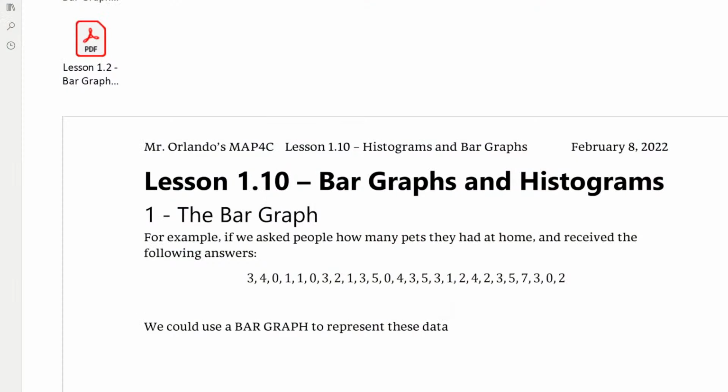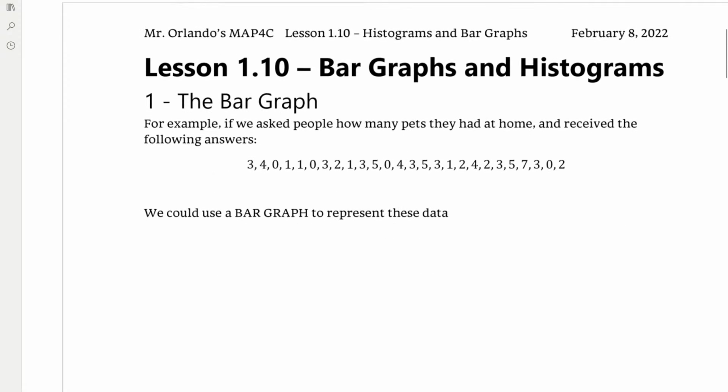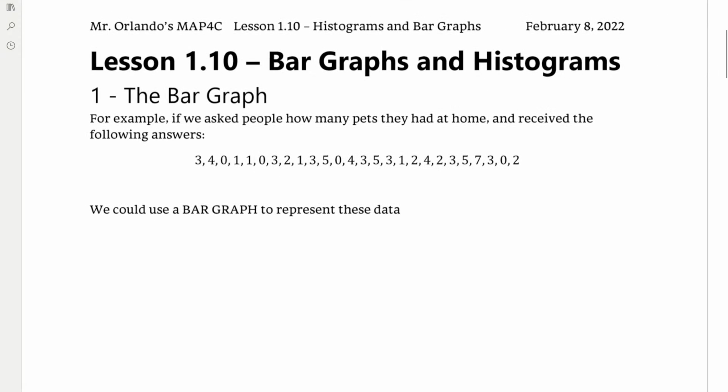So today we're going to learn about bar graphs and histograms. You should have the handout in your binder already. Let me know if you don't. But here we are, Lesson 1.10, bar graphs and histograms. So here we go.